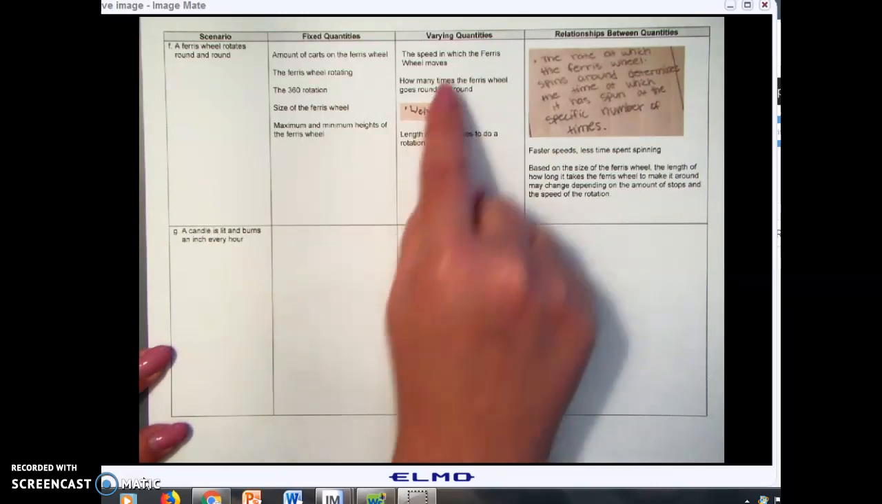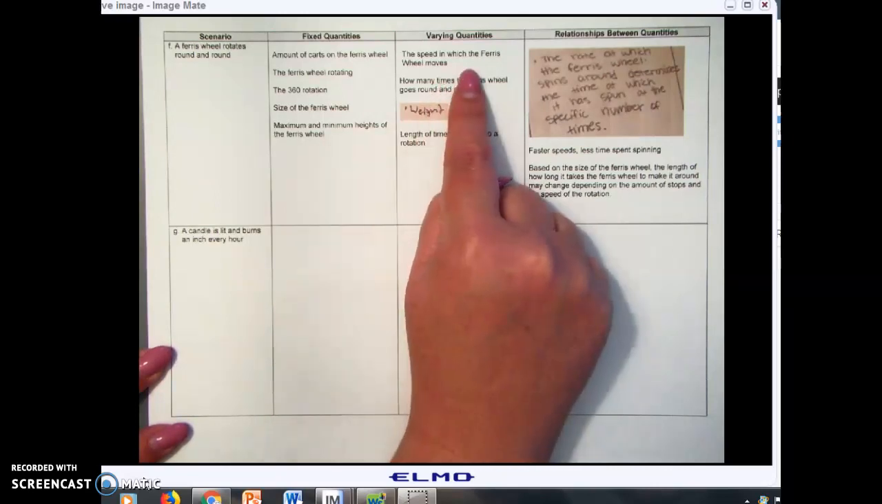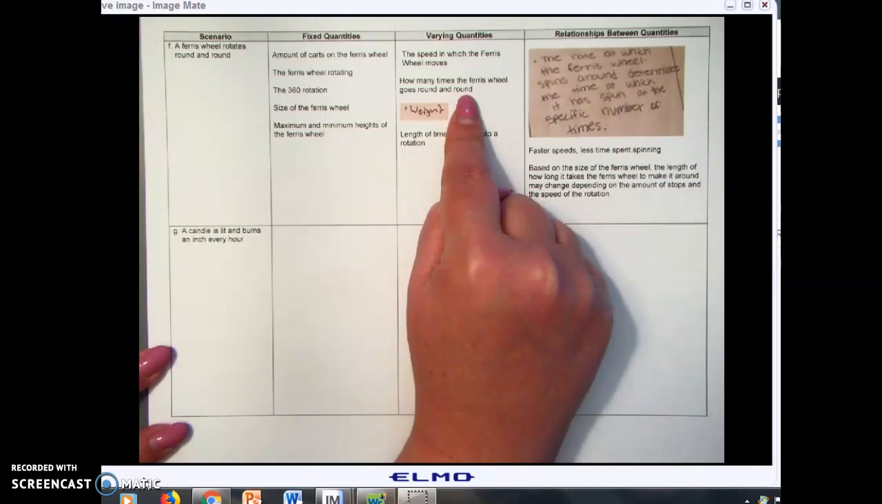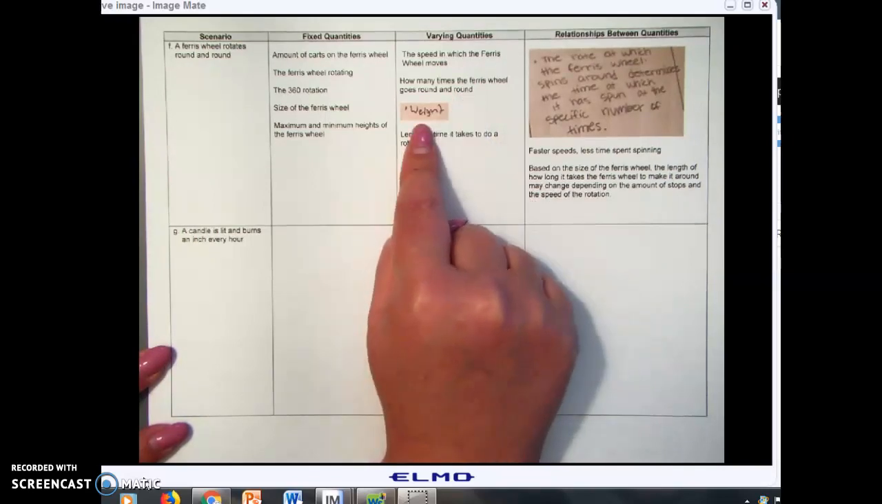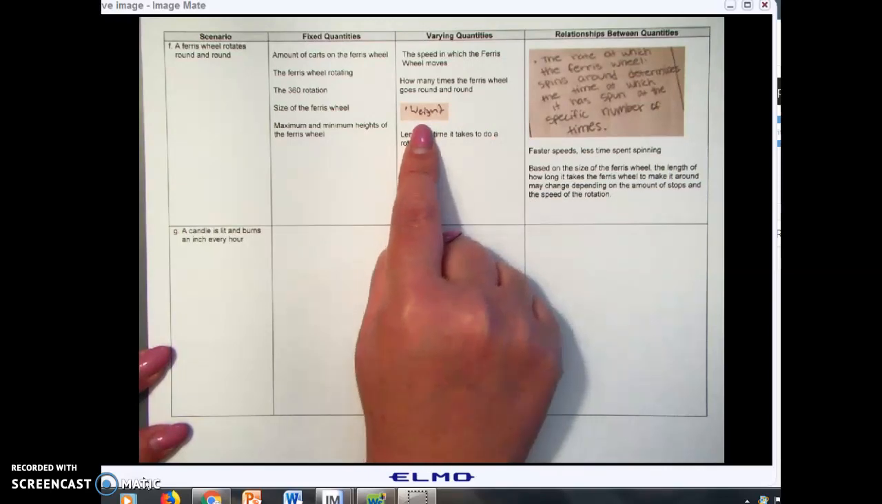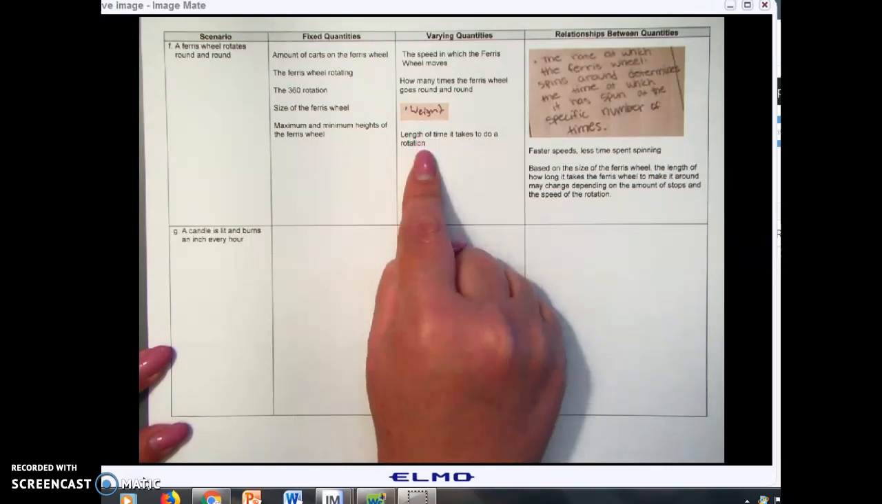So things that can vary would be the speed in which the Ferris wheel moves. How fast are you going to rotate it or how slow you're going to rotate it? How many times the Ferris wheel goes round and round? Maybe the weight of the Ferris wheel could affect how fast it goes around. And depending on how many people you have in the Ferris wheel could change the weight. And the length of time it takes to do a rotation. So that's kind of related to the speed of the Ferris wheel rotating.